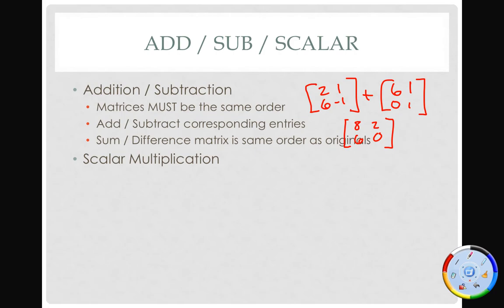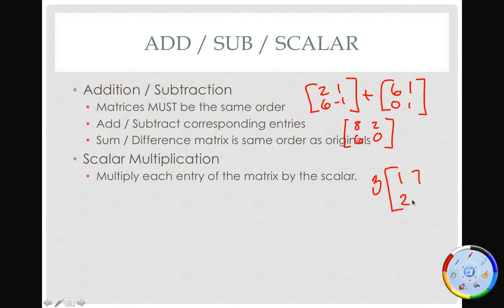For scalar multiplication, scalar multiplication just means taking a number and making the matrix bigger or smaller, but not the order. That's not what I mean. It's basically scaling things up or scaling them down. It's just multiplying each entry of the matrix by the particular scalar. So it would look like this: 3 times the matrix 1, 7, 2, and a third. I would just multiply each entry. So this would become 3, 21, 6, and 1. That's very simple. This particular slide has very simple concepts.